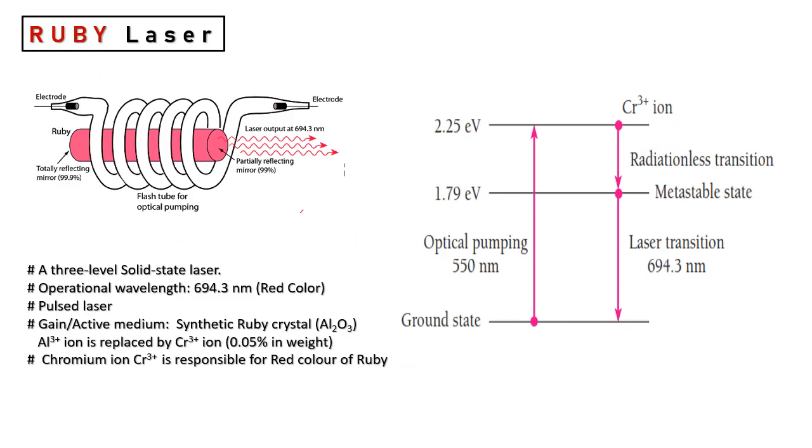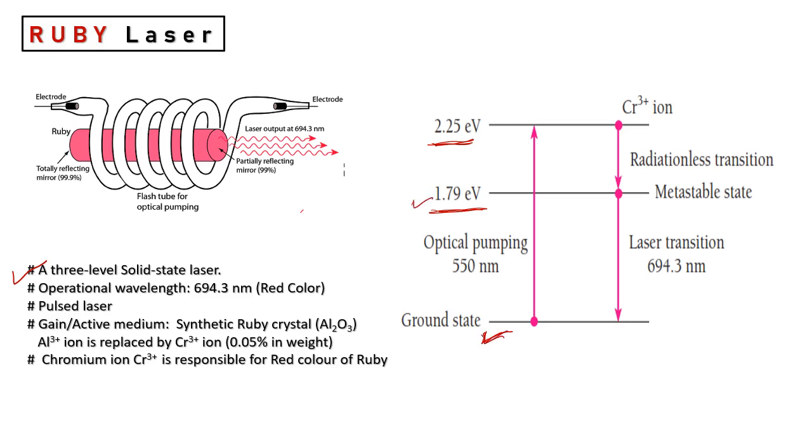Next is the ruby laser, which is a solid state laser, and it is a three-level laser. So the active medium is a solid state device, and it is a three-level laser in which we have a ground state, an excited state of energy of 2.25 electron volt and a metastable state of 1.79 electron volt, and then we have a ground state. So naturally the population inversion has to be achieved between this state and the ground state.